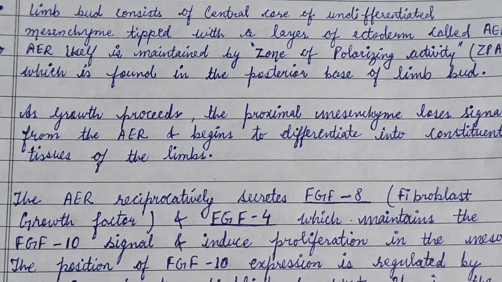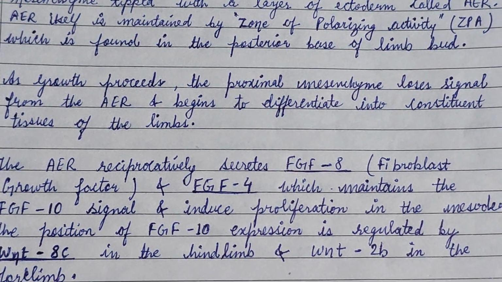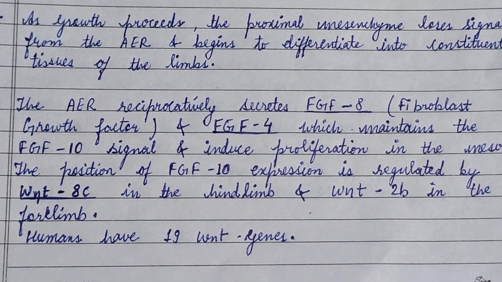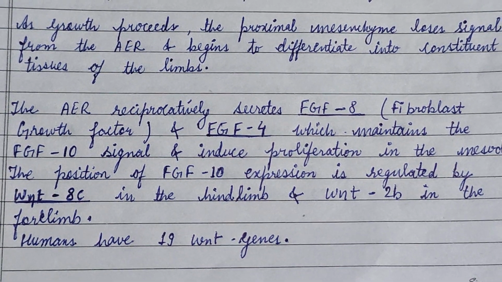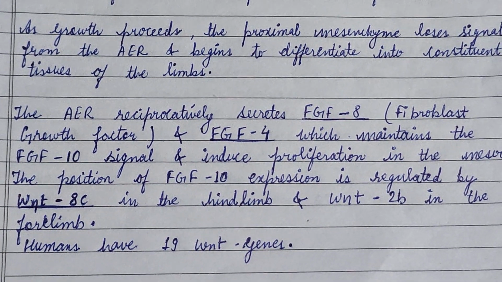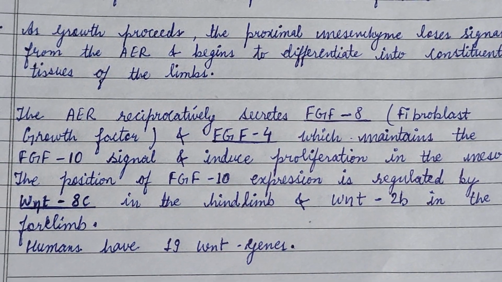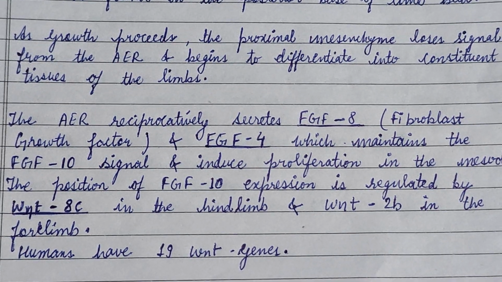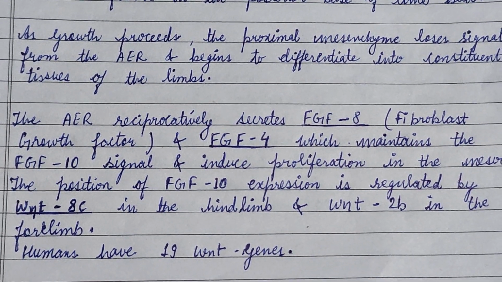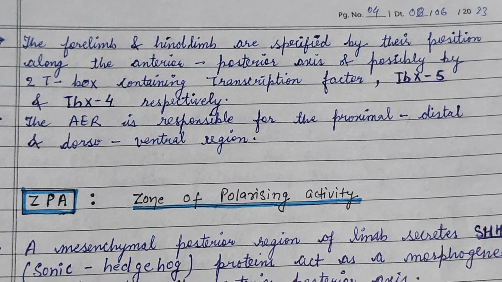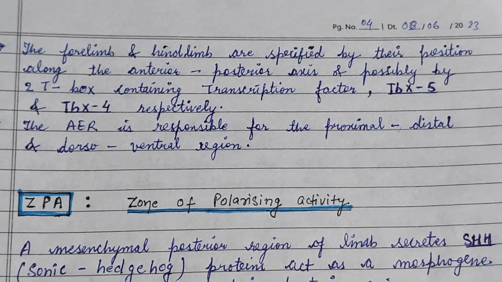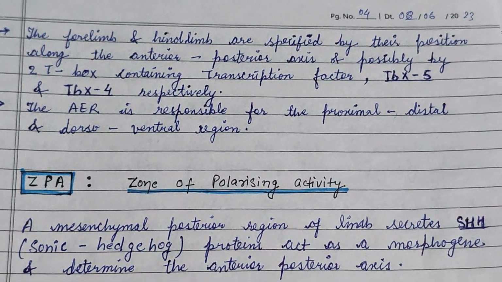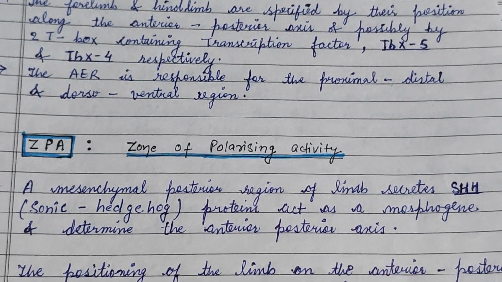As growth proceeds, the proximal mesenchyme loses signal from the AER and begins to differentiate into the constituent tissues of the limb. The AER reciprocally secretes FGF8 and FGF4, which is maintained by FGF10, and FGF10 expression is regulated by the WNT genes. In the case of the forelimb, WNT8C is present, and in the hind limb, WNT2B is present. The positions of the forelimb and hind limb are specified by the TBX genes, which are transcription factor genes, TBX5 and TBX4 for the forelimb and the hind limb respectively.